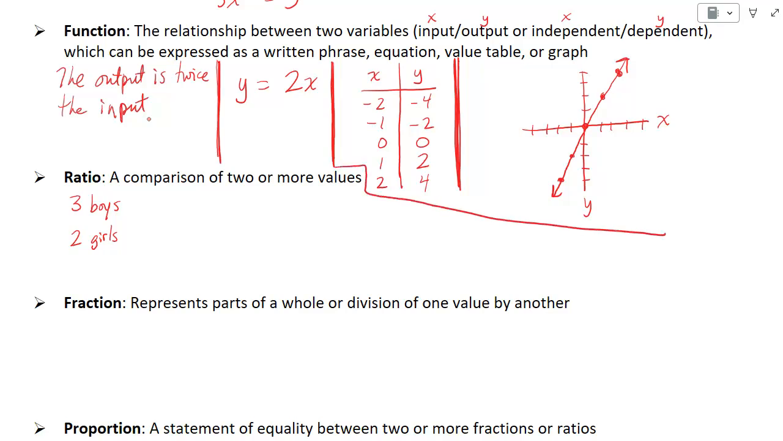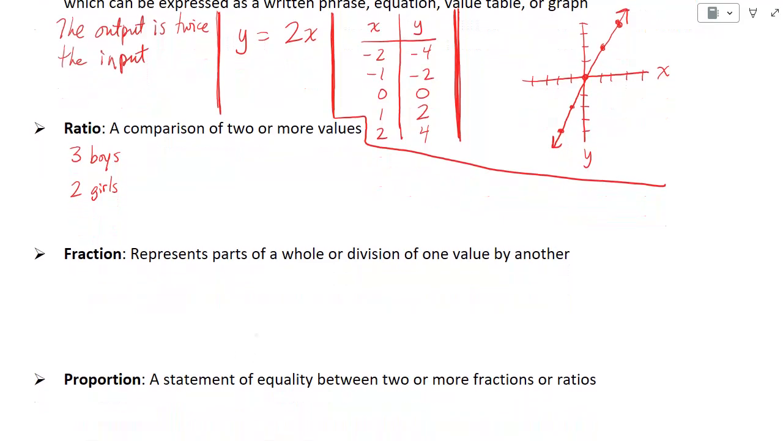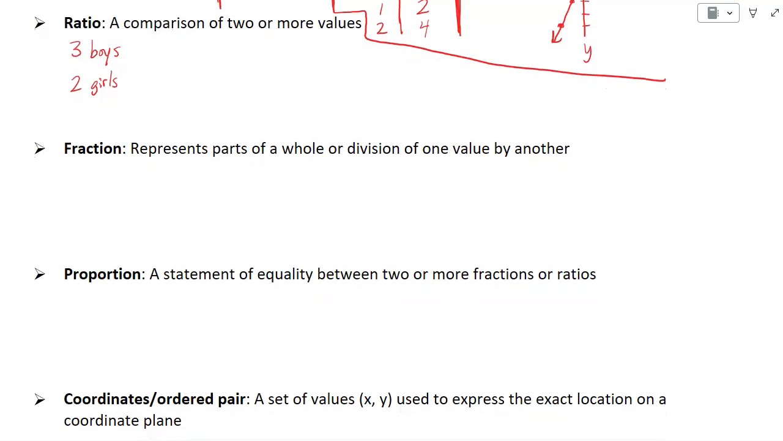So moving right along here, a ratio. It's a comparison of 2 or more values. I sort of had an example already figured out here. I'm just going to say that out at the park, for every 3 boys at the park, there are 2 girls. So I'm comparing these 2 values.